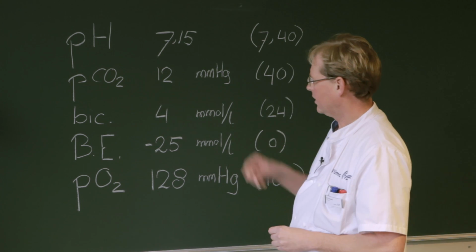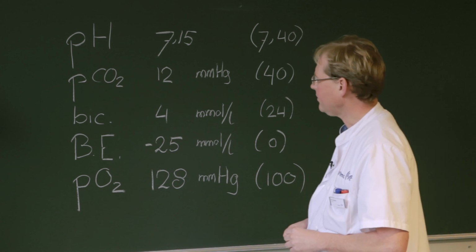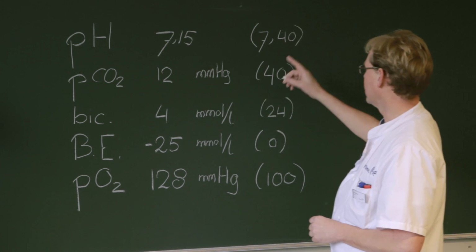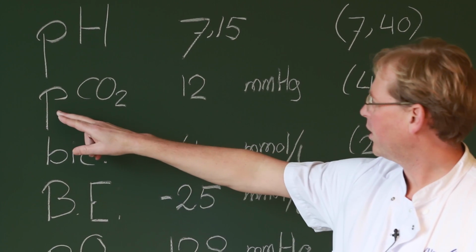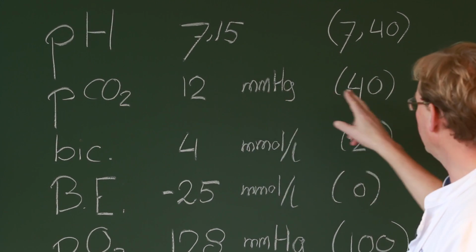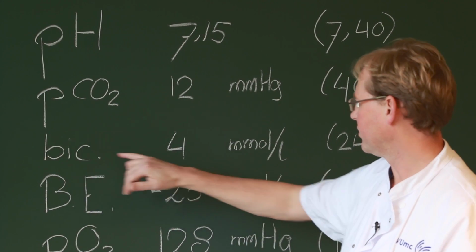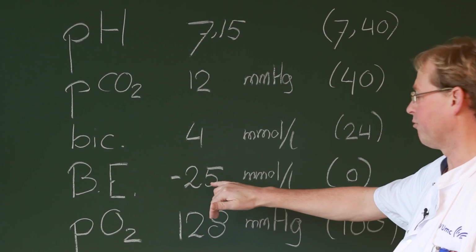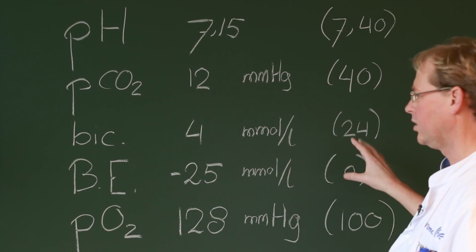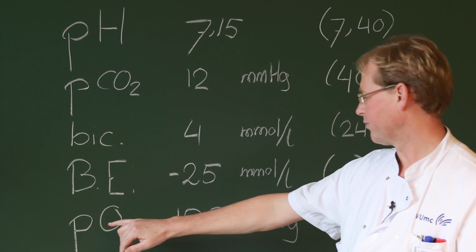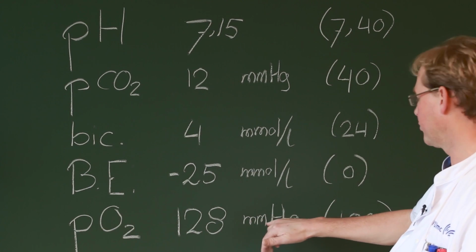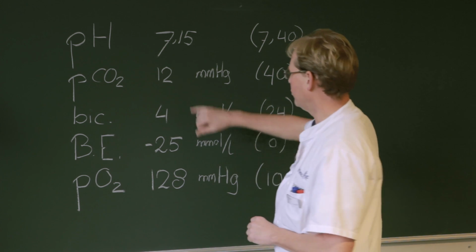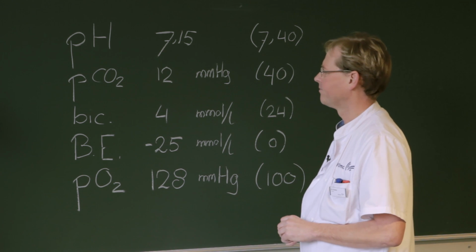You see it over here, this is what you see at that moment. This boy has a pH of 7.15, where it should be around 7.40. His partial pressure of carbon dioxide is 12, normally around 40. Bicarbonate is 4 millimoles per liter, normal is 24. A negative base excess of minus 20.5 millimoles per liter should equal about 0, and the pressure of oxygen is 128 millimeters of mercury. For those who are used to working with kilopascal, you should divide these two by 7.5.